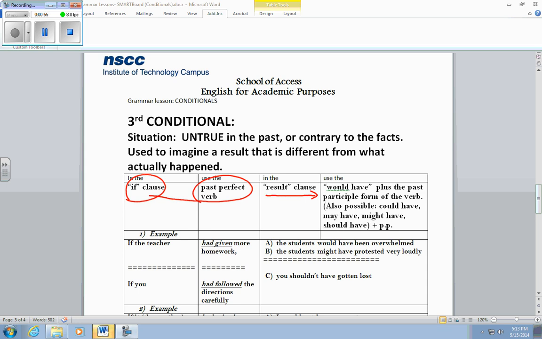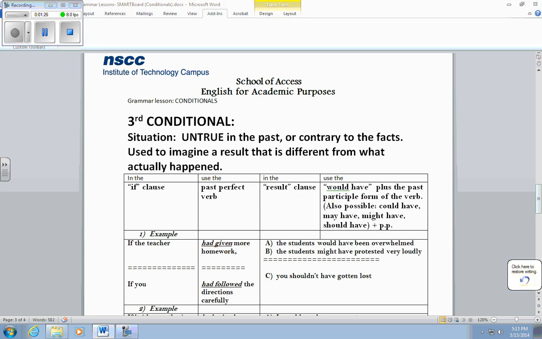Typically, we use the expression would have plus the past participle form of the verb, so PP. Also possible, we can use could have, may have, might have, and should have, plus PP. Let's look at some examples. If the teacher had given more homework, the students would have been overwhelmed.